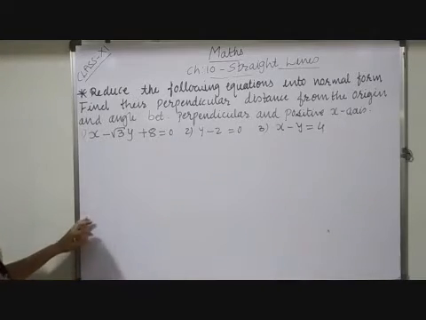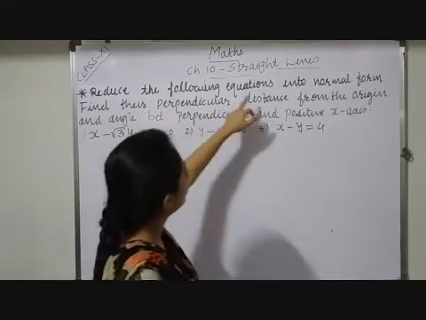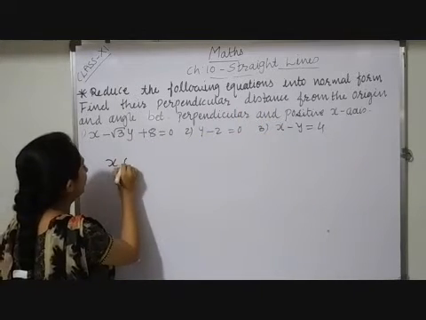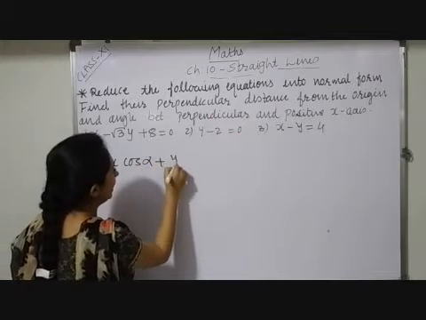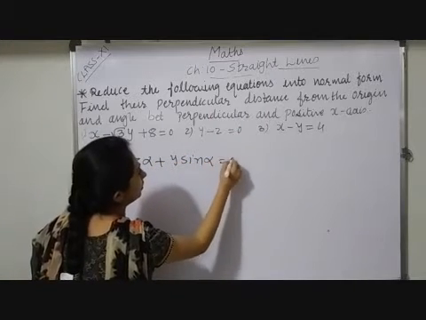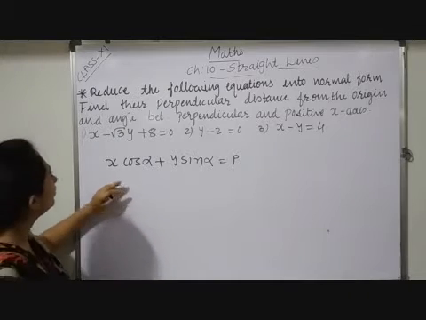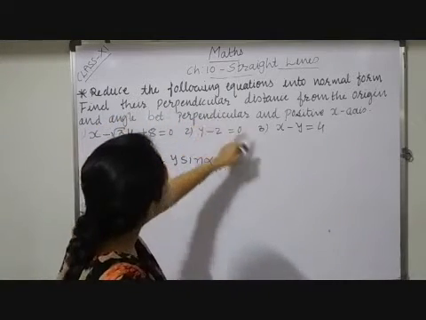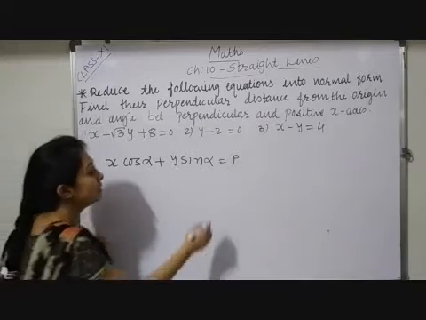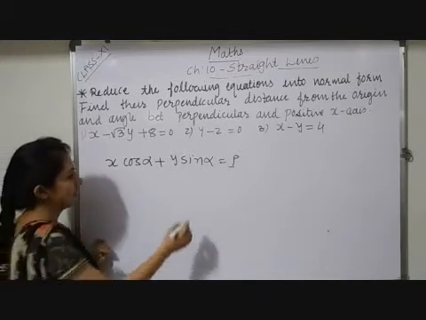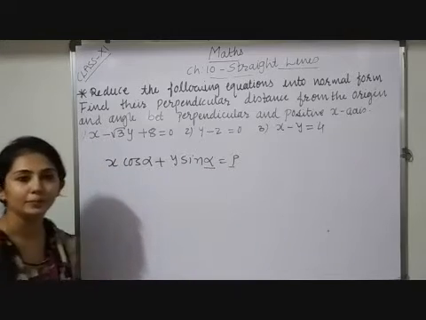Here, your question is to reduce the following equations into normal form. Normal form means x cos alpha plus y sin alpha equals p. We have to reduce our equations into this form and find the perpendicular distance from the origin, that is, we have to find p, and the angle between the perpendicular and the x-axis, that is alpha.